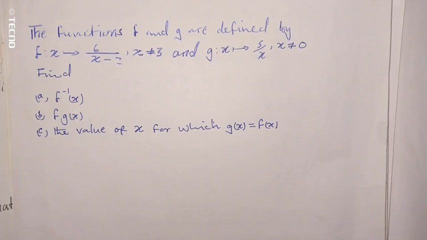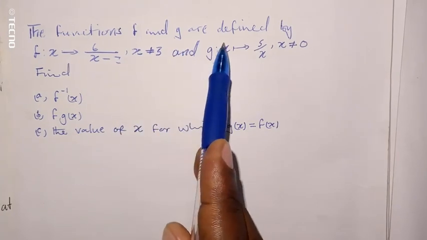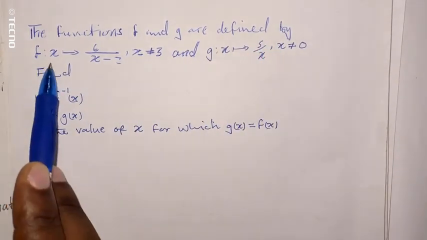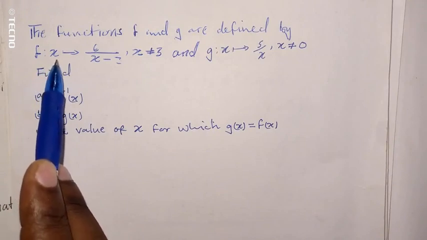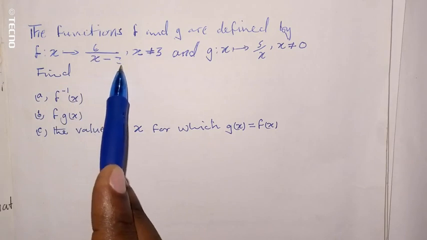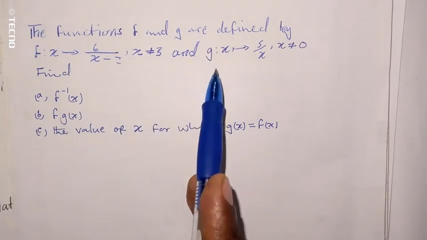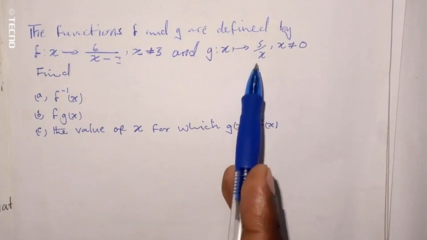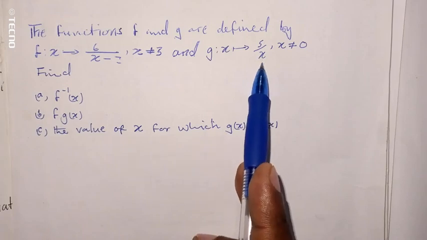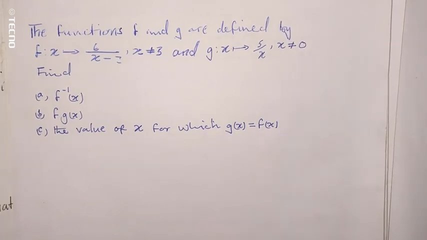Let's discuss the composite function. The question is, the functions f and g are defined by f of x is 6 over x minus 3, where x should not be equal to 3, and g of x is equal to 5 over x, where x should not be equal to 0, because when x is equal to 0, your function is undefined.